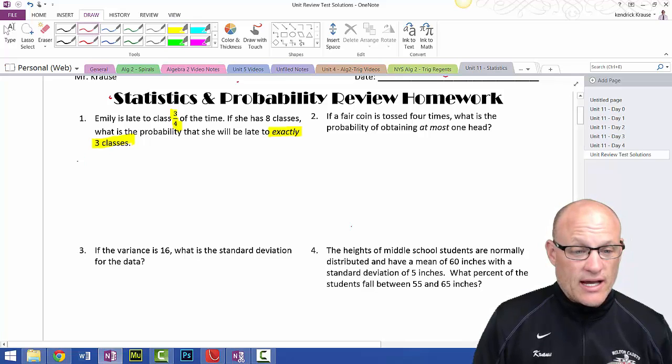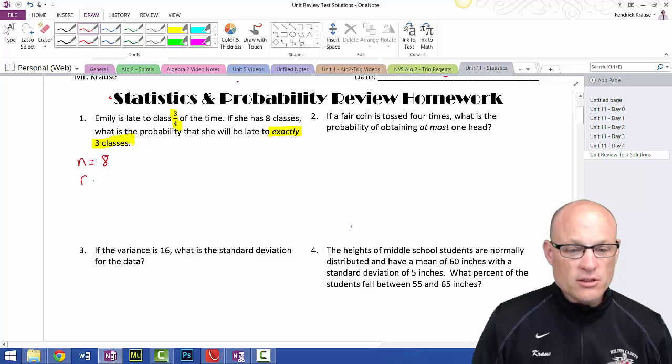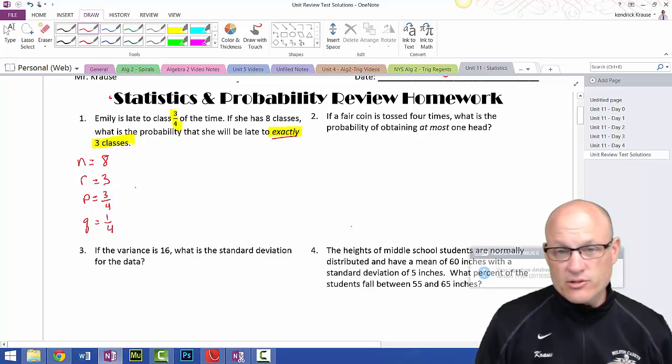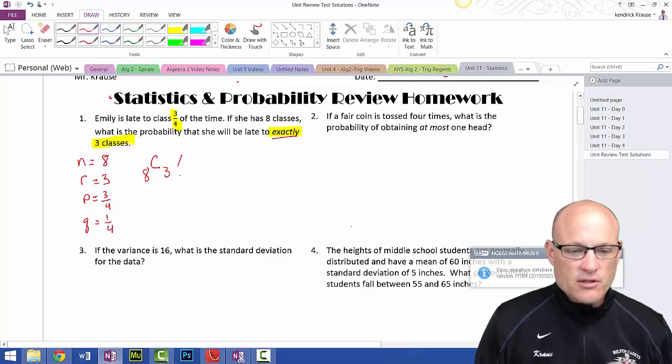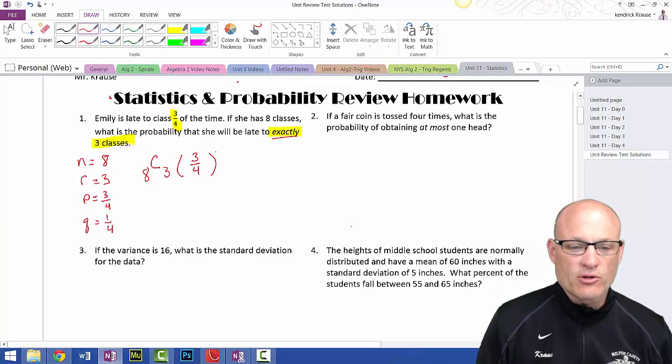So this is one of those, got N, which is, we're going to go 8 classes. R, since this is exactly 3 classes, we'll go right with 3, not with anything else. The probability that she's late is going to be 3/4. And then the probability that she's not late is clearly then 1/4. And we just got to write our equation. So our equation will start with 8C R, 8 things. We're going to choose 3 of them. The first parentheses goes the probability that she will be late, or the P value, in this case, the thing that we're looking for. And remember, that number goes here.